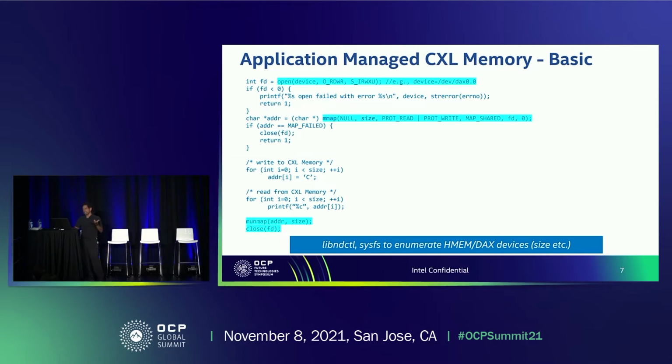Now, while it is simple, it's not enough. There are a few things that immediately come to your mind. How do you know the size of the device? Programmatically, if you want to look at the size of the device, you have to use libndctl, which provides a way to look at all the devices, regions, and the capacity, and then you plumb that. Or you can use the sysfs interface, one of those two, right? But even then, in a multi-threaded environment, this is not going to suffice.